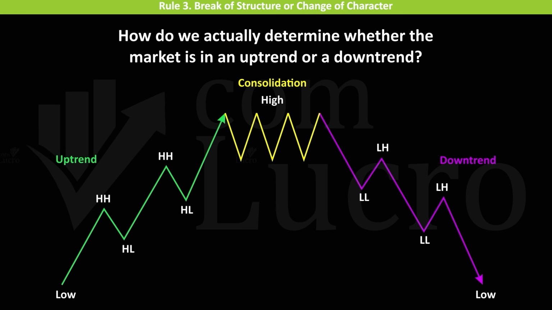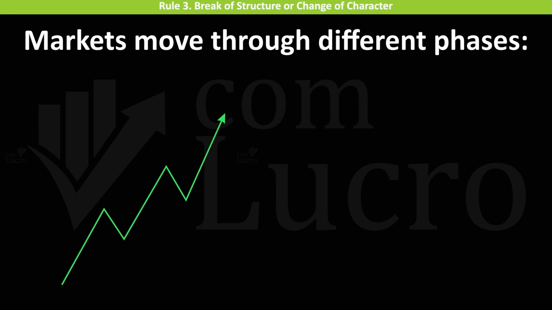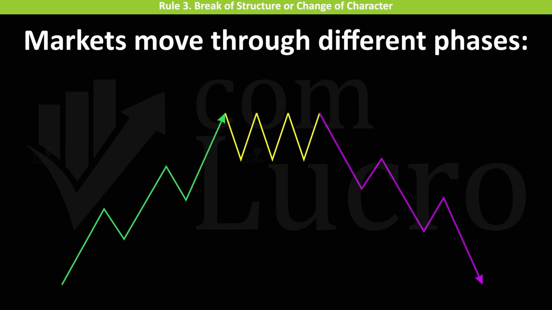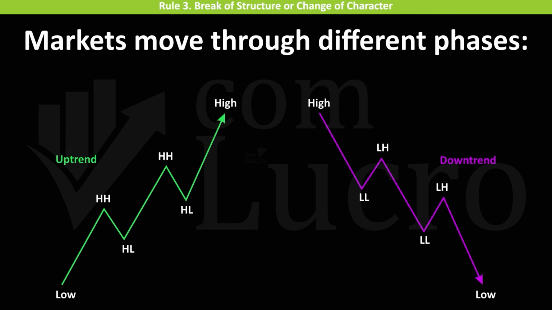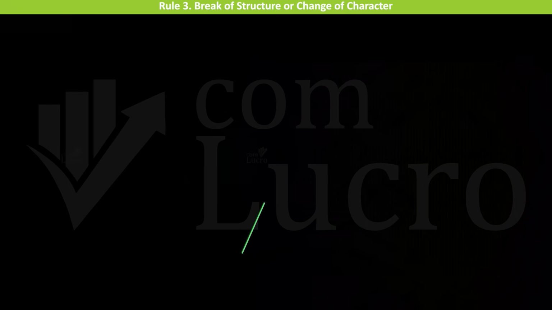Markets move through different phases. At times, price trends higher in an uptrend. At other times, it trends lower in a downtrend. And there are also periods of consolidation where price moves sideways and direction is less clear. In this video, we will focus specifically on trending conditions. Let us take an uptrend as an example.